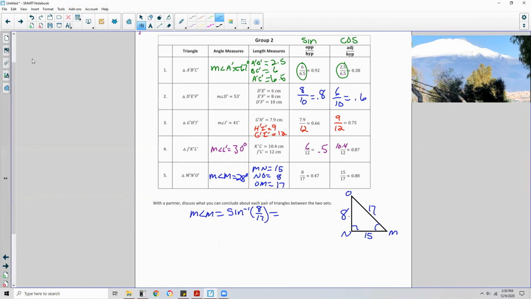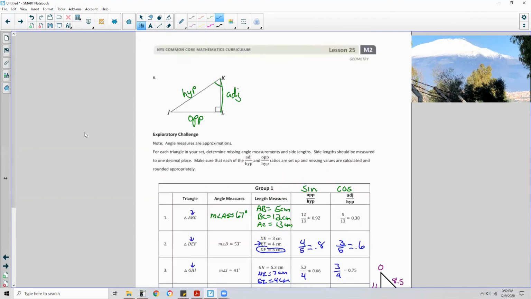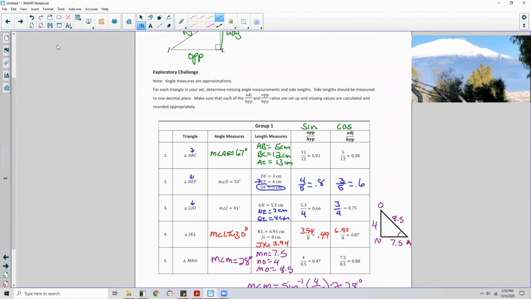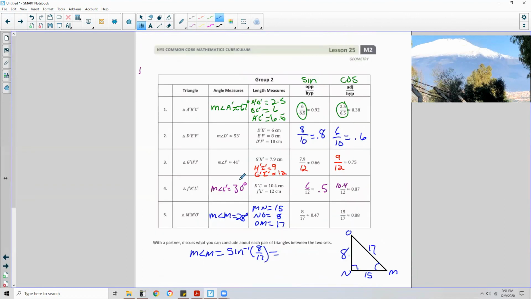Okay, so then it says with a partner discuss what you can conclude about each pair of triangles between the two sets. So if we look at this, you should have gotten the same values. You were just given different parts in each one.